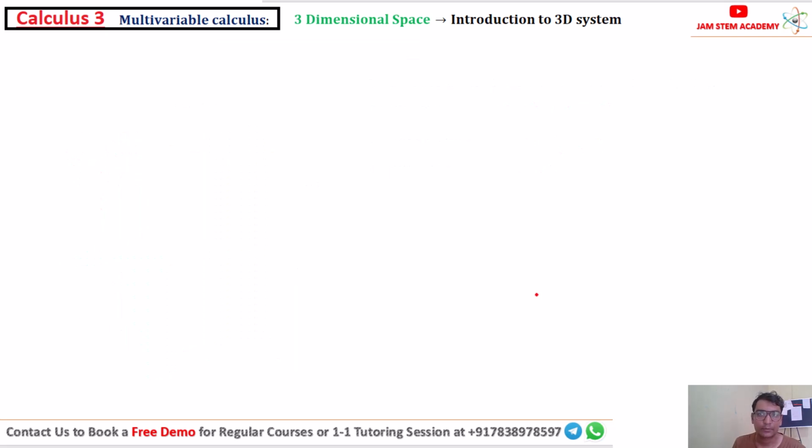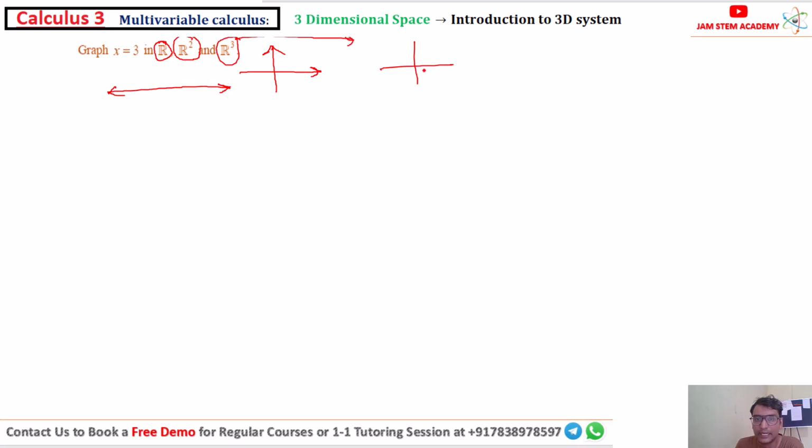So, next part. We have to draw the graphs of x equals 3 in R, R squared and R cubed. What does that mean? R means one dimension, so we will have only one direction, 1D. R2 is for the plane, where we have two axes, x and y. R3 is your space, with 3 axes.